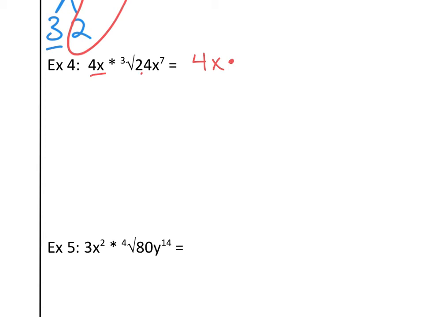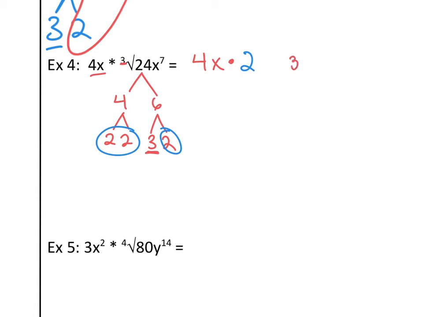Now I've got to simplify this guy. Break down 24. I need 2 numbers. What do we got? 4 and 6. 4 breaks down to 2 and 2, 6, 3 and 2. I'm looking for groups of 3. Do I have one? Yep, a 2. Anything left over? A 3, so that's going to go inside my root, right?